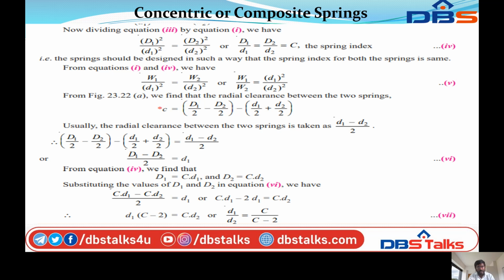From figure A we find the radial clearance between the two springs. C is equal to D1 by 2 minus D2 by 2, which is equal to small d1 by 2 plus small d2 by 2. Usually the radial clearance between the two springs is taken as d1 minus d2 by 2.